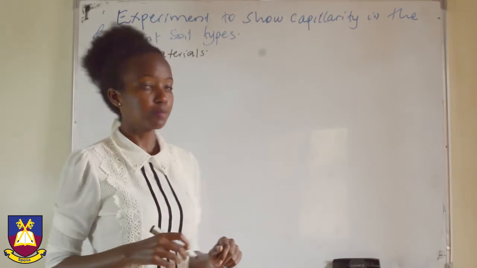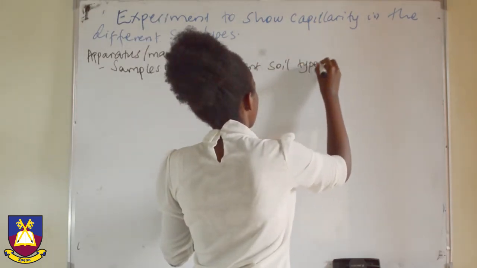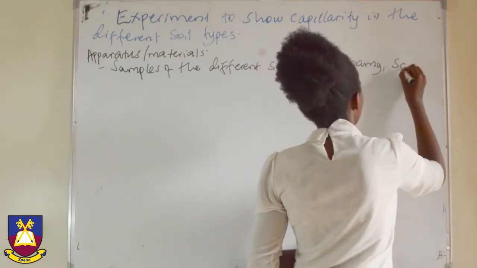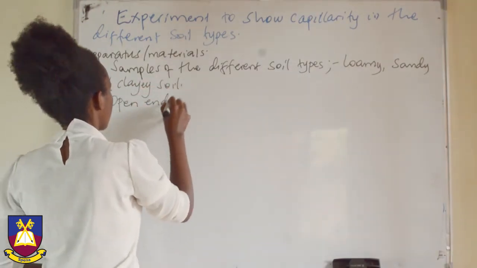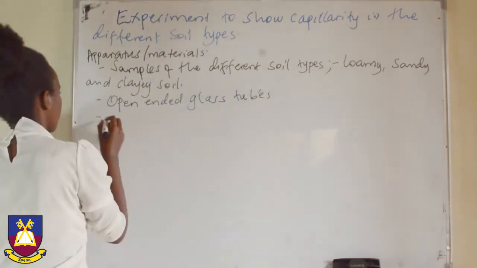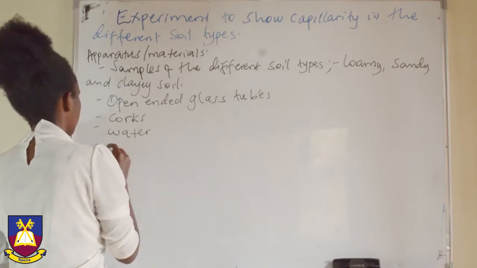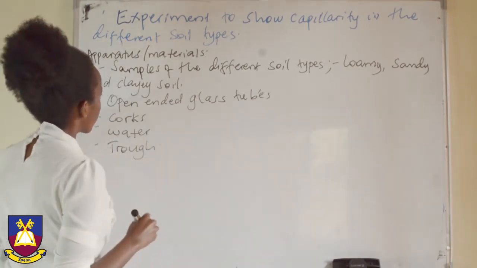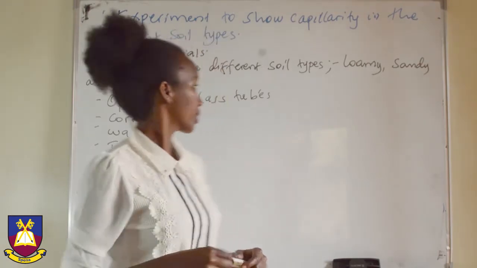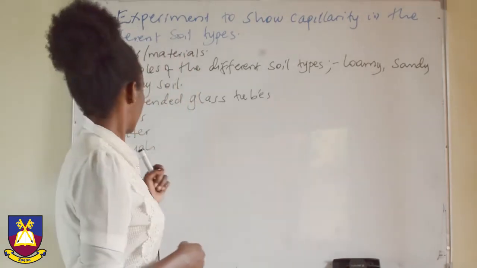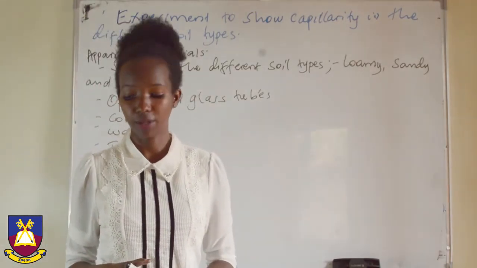We shall need the different soil types, different samples of the soils, a trough, open-ended tubes which are more like capillary tubes, corks that will close one end of the glass tubes, water, and a trough. And how shall that look like?